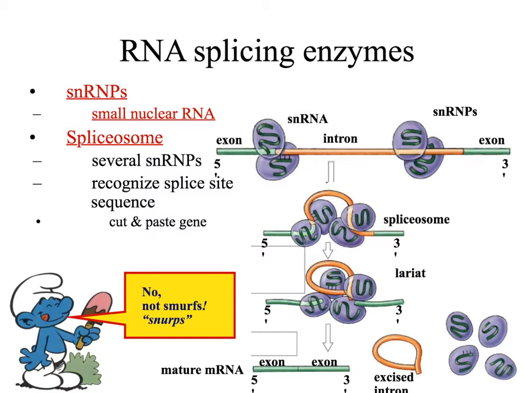The enzymes doing this are called snRNPs, small nuclear ribonucleoproteins, which contain small nuclear RNA. Several of these snRNPs come together and form the spliceosome. These bind and recognize the splice sites at the introns, and they basically cut it and paste it back together.